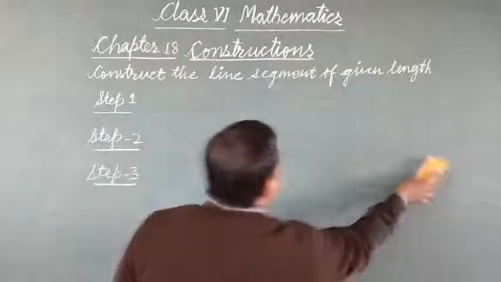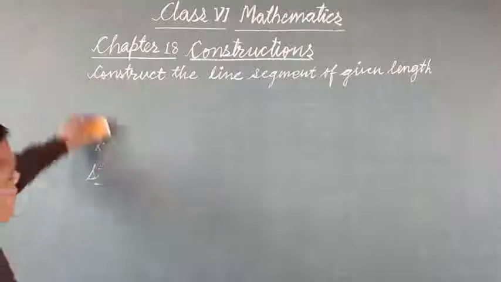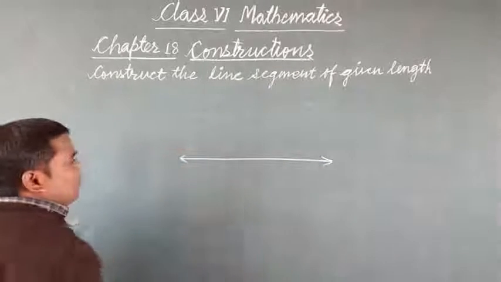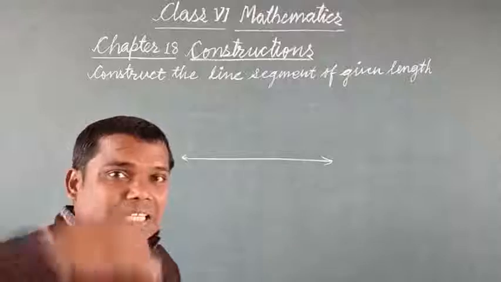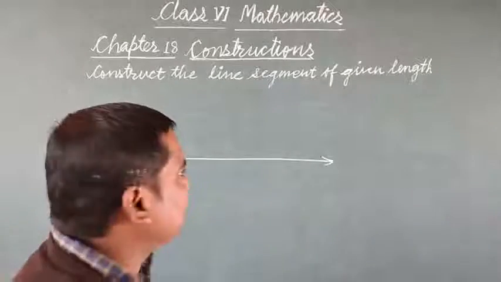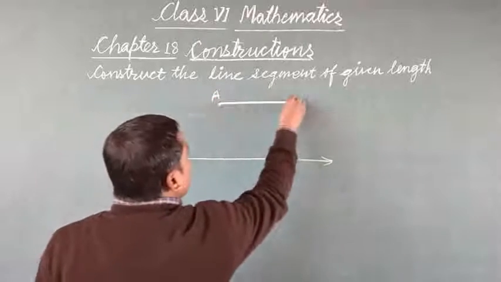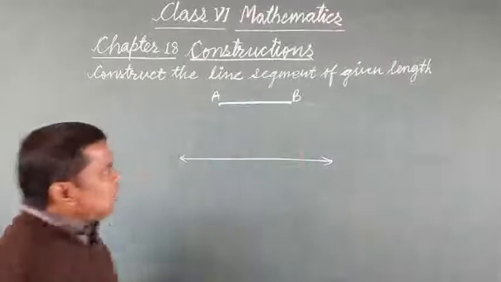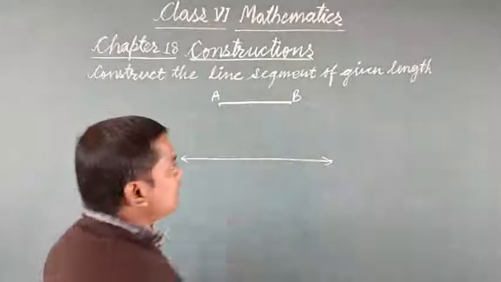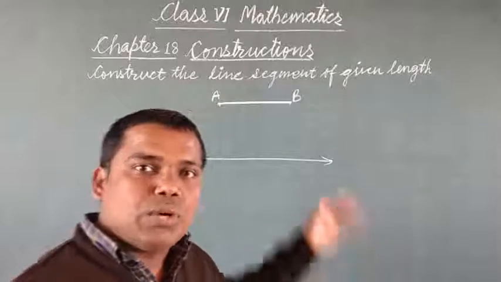Again we will draw a line of length greater than the given line segment. Suppose this line segment is given to us, AB. We have to draw an equal line segment RS equal to AB. We have to draw a line segment RS which is equal to AB.